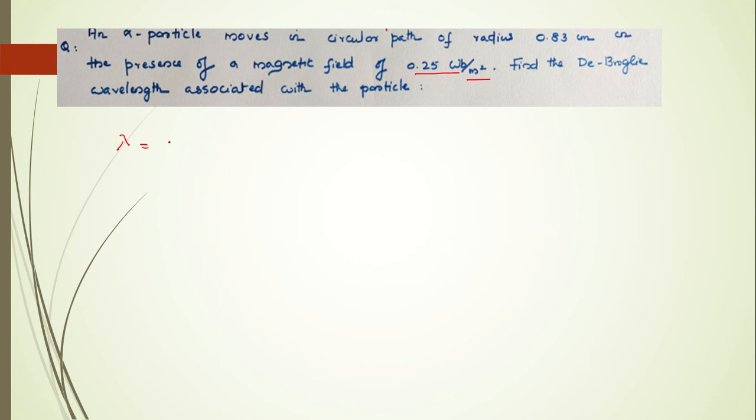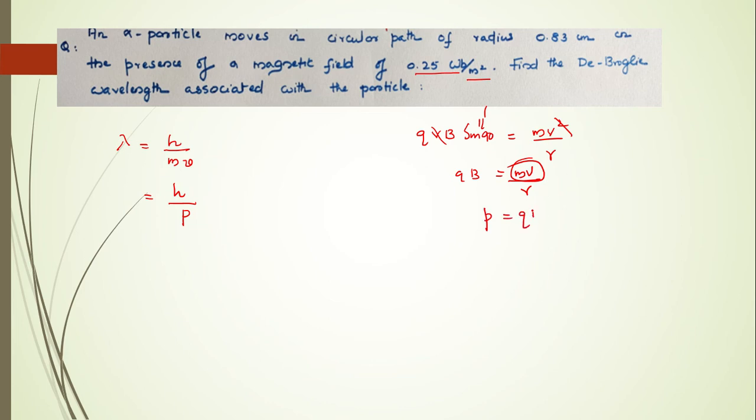We know that lambda is equal to h by mv, or we can write as h by p. So the magnetic force acting on it is qvB sin 90, since only then is the circular path there. So that is equal to the centripetal force, that is mv square by r. From that, one v cancels, sin 90 becomes 1. So qB takes the value as mv by r. So the momentum p is nothing but equal to qBr.